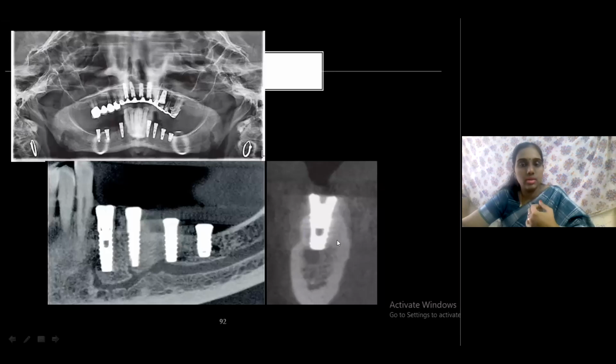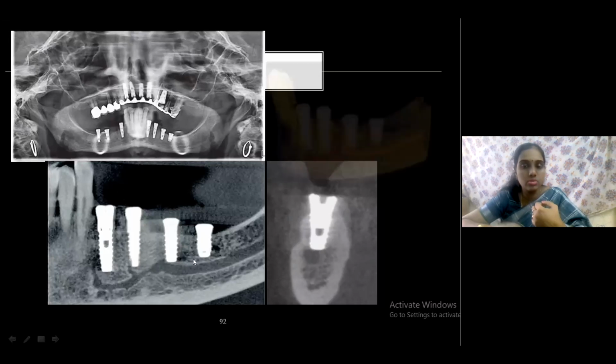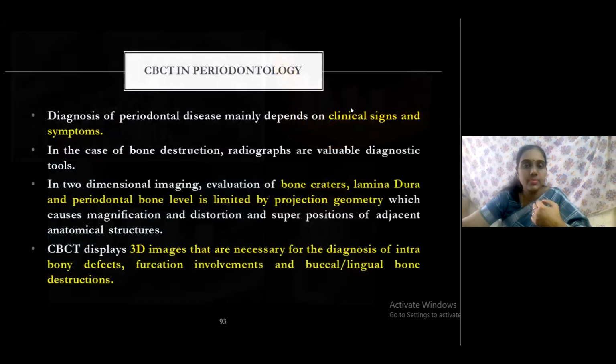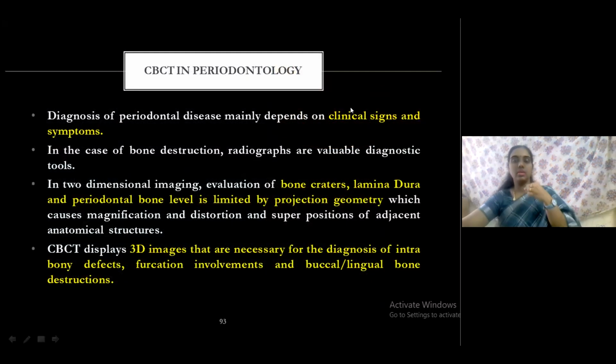This is another example of a case with implants placed close to the mandibular canal. In the 3D image, you can easily make out the exact position of the implant and the canal which is in contact with it, which is very helpful for us to assess. Okay, now completing with CBCT in case of implantology.